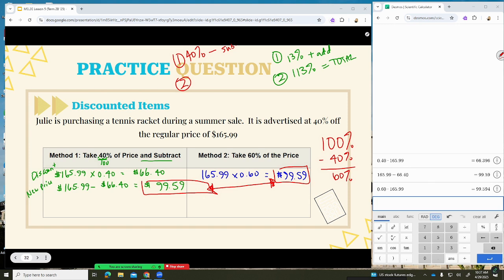So it's completely up to you, your preference, your situation. Am I standing in the store and I just need to know how much money I've got to have on me? Or am I working through a math problem that says first find the discounted price, then find the total? And spoiler alert, that is what you have to do for your lesson 4 key question. It is going to ask you to first find the discounted price and then find the actual new sales amount.